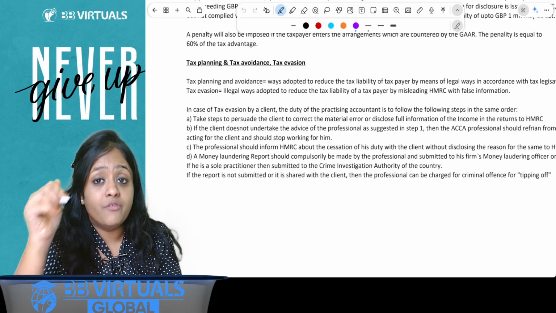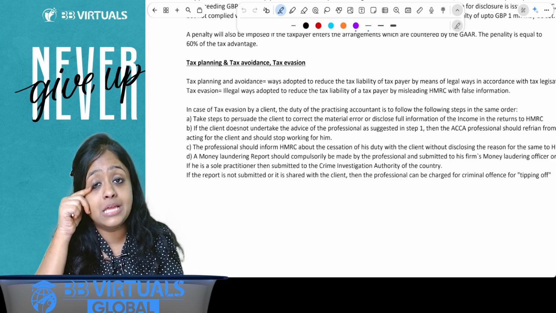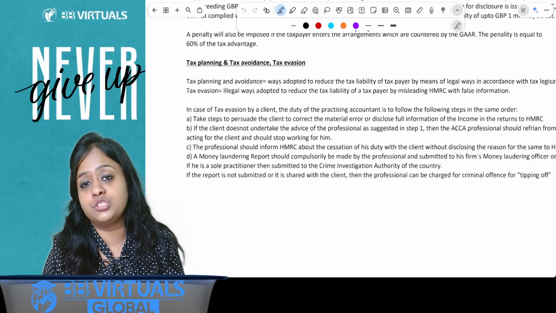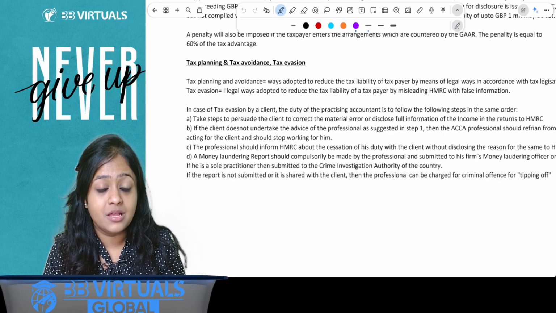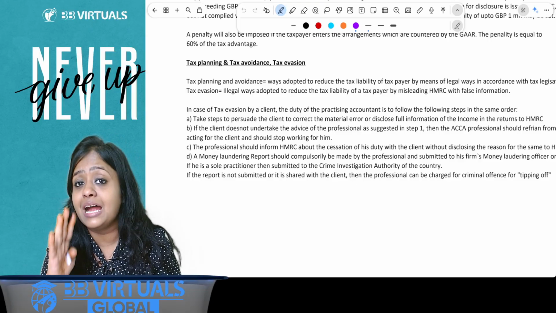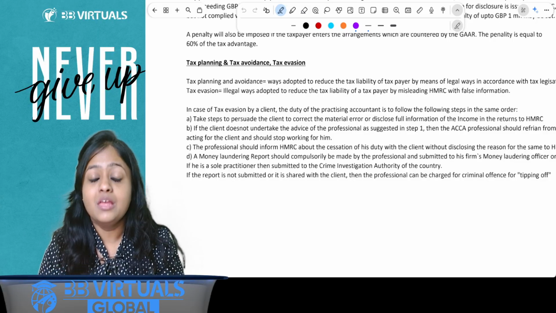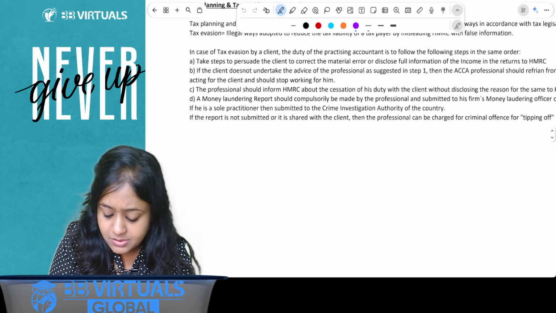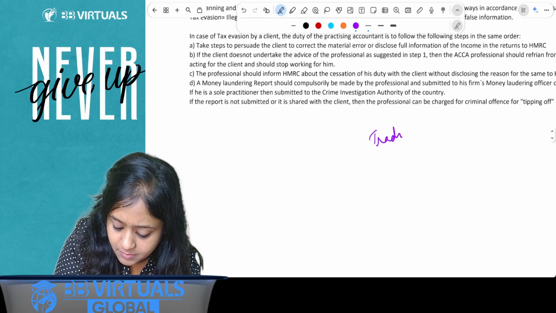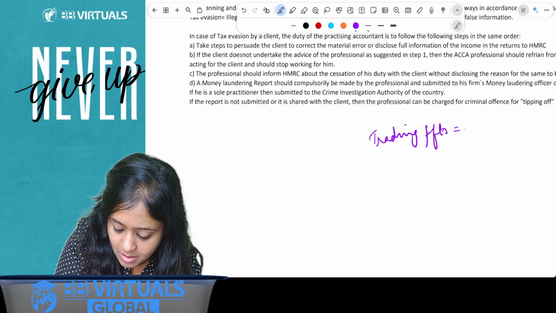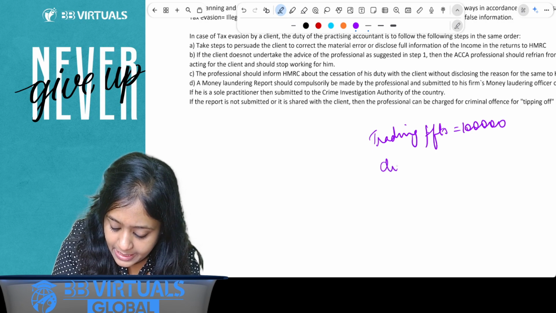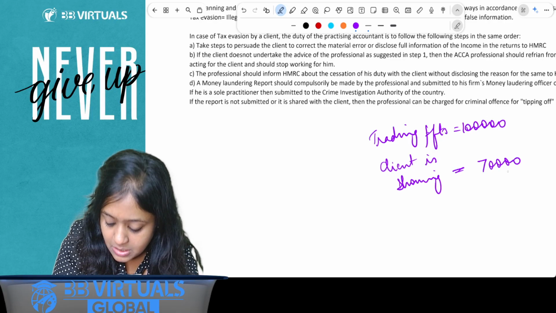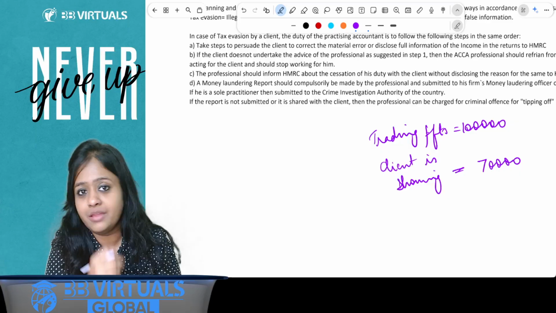How would it affect? If it is tax evasion, then it's your responsibility as an ACCA to ensure that the ethics are followed, and also to ensure that some steps are followed in sequence so that these activities are discouraged. Like step 1, let's say you come to know that your client has evaded tax. For example, you come to know that trading profits should be shown as 1 lakh, but the client is actually showing 70,000 because they have intentionally hidden a 30,000 invoice and they don't want to show it.